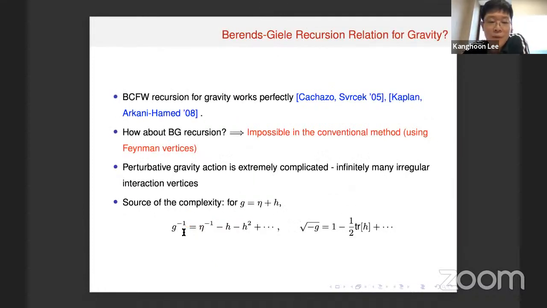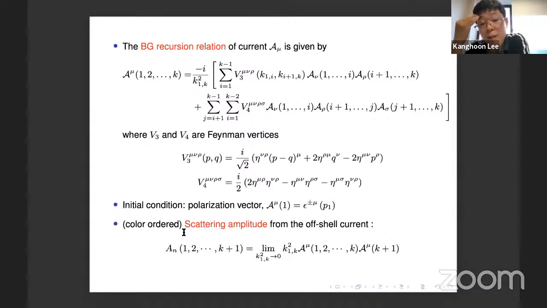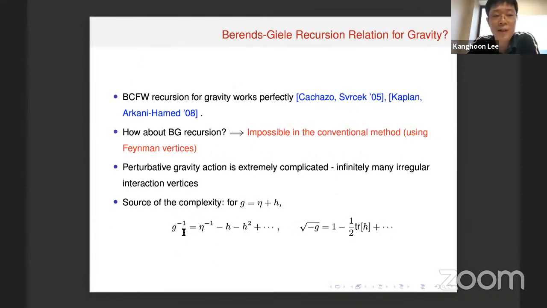So this is very powerful as well, and many amplitudes are obtained this way. It was very successful, but we can ask whether we can find a similar thing for gravity rather than Yang-Mills theory. Compared to BCFW, so BCFW is perfectly fine.